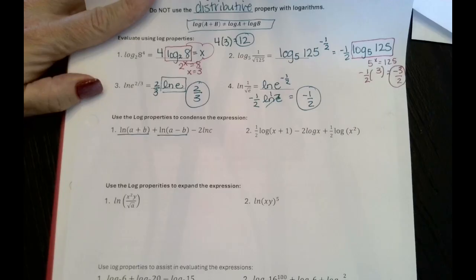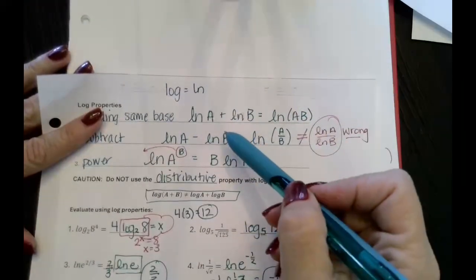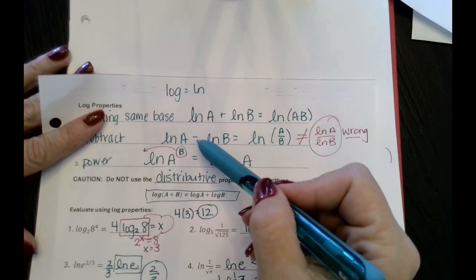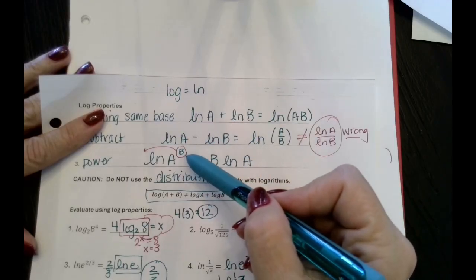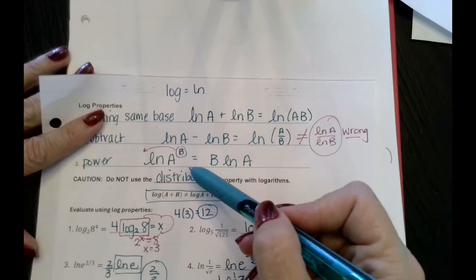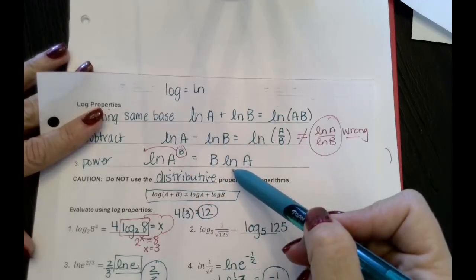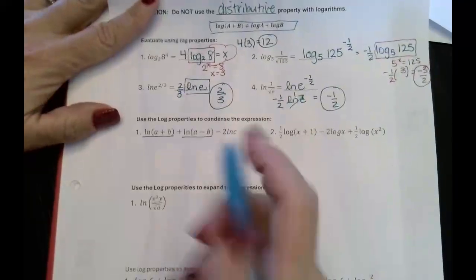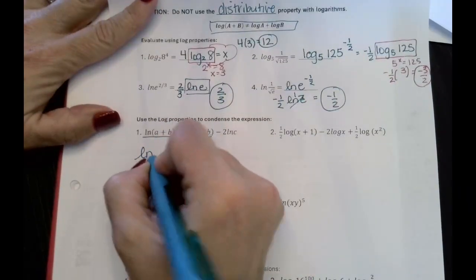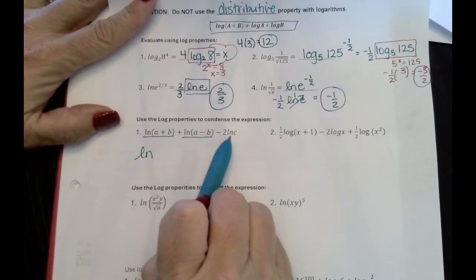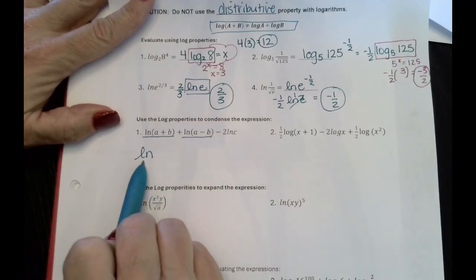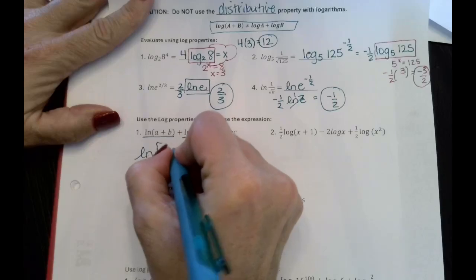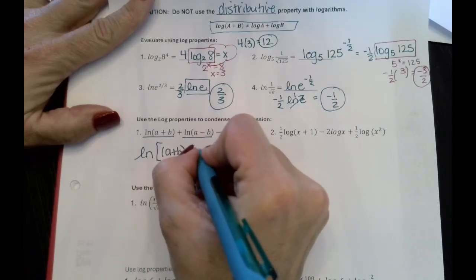So what I'm going to be doing here is going back to my properties. I have three things going on: addition, subtraction, and powers. In this case, I'm going to have the expanded one and I'm going to try to consolidate it. All right. So I'm just going to work left to right. I know that I'm going to have an ln out front. All of these are ln's. So since they're all ln's, I'm going to have just one. And then what I have here is a plus b times a minus b.